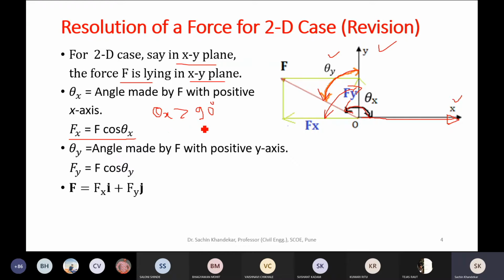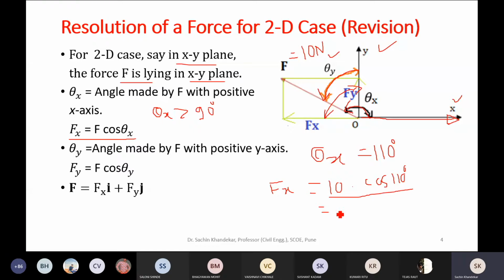Okay, and that is why, suppose for example, theta x is 110 degrees, which is greater than 90 degrees, and this F is, suppose, 10 Newton. Then what should be this Fx in this case? Fx will be equal to 10 into cos of 110. Okay, so if you do the calculation on a calculator, you will get a negative sign. Please note that you will get a negative sign for this particular product, because cos of any value from 90 to 180 is negative.